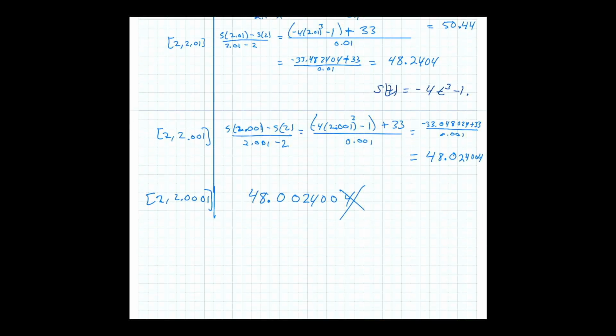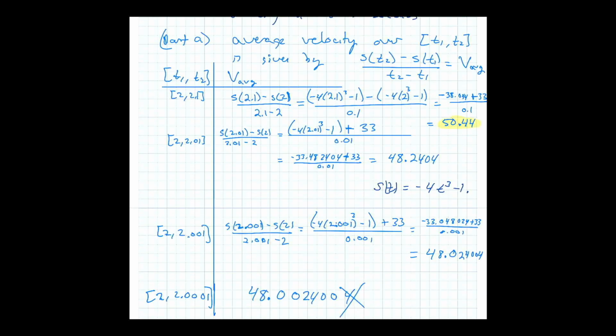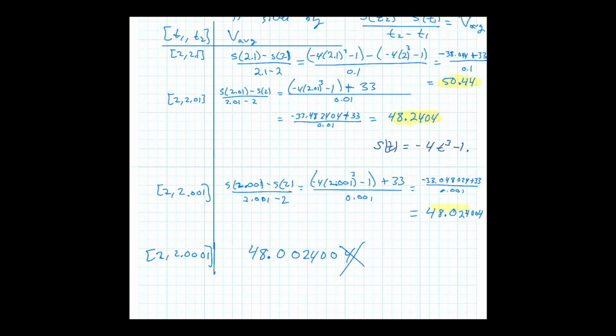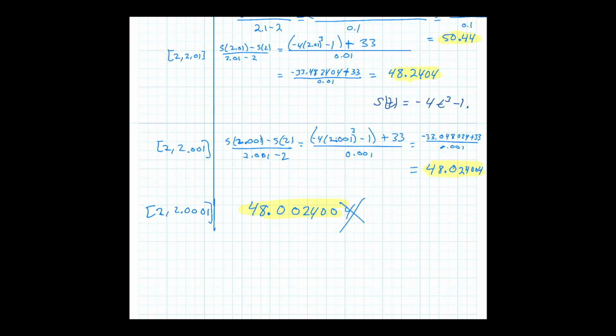And so what you're supposed to be looking at then are these values here. So first of all, we calculate the values. So you have this one, which is supposed to not be very good. This one's supposed to be better. This one's supposed to be better. This one's supposed to be better. And those are the answers that you need for the homework, the ones that I highlighted for part A.